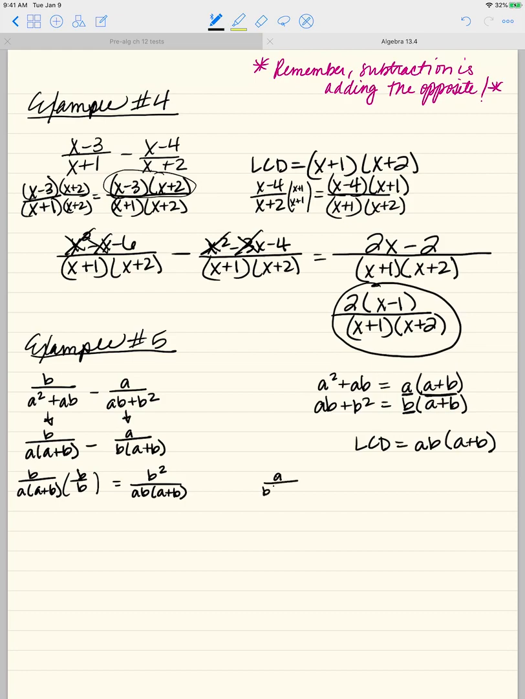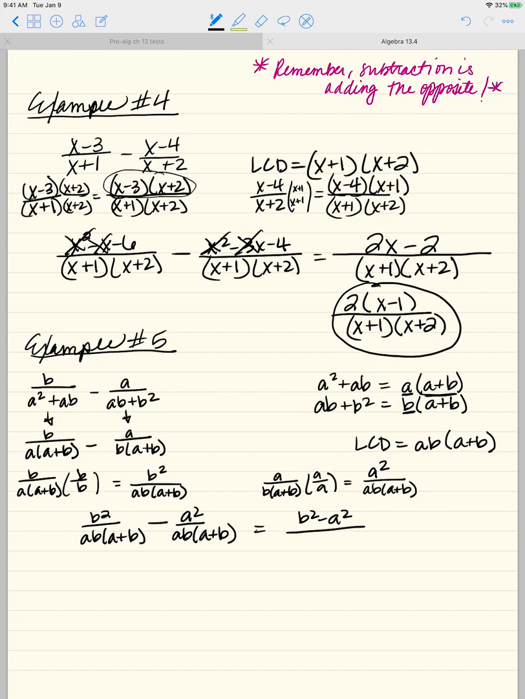Similarly, a over b times a plus b, I'm going to multiply it by something to get an expression over ab times a plus b. What do I have to multiply by? a over a. So that gives me a squared. Now, rewrite the entire thing. b squared over ab times a plus b minus a squared over ab times a plus b. That gives me b squared minus a squared over ab times a plus b.